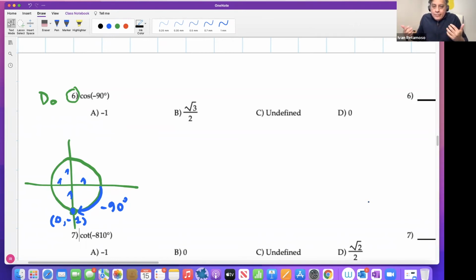Or you can also use the knowledge of negative angles, your formulas. Cosine of negative 90 degrees should be the same as cosine of 90 degrees. So you can use 90 degrees as well for cosine. Yeah, so what should be the answer for this problem? Cosine of 90 degrees. Remember, this is x, this is y coordinate. This is always cosine. This is always sine.